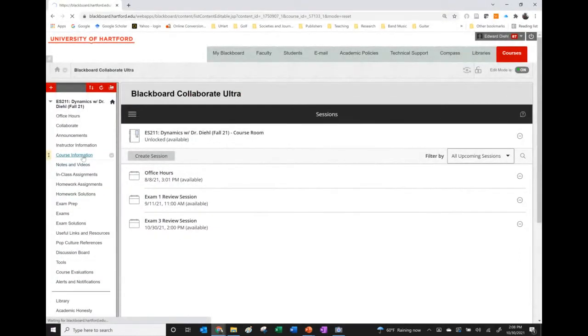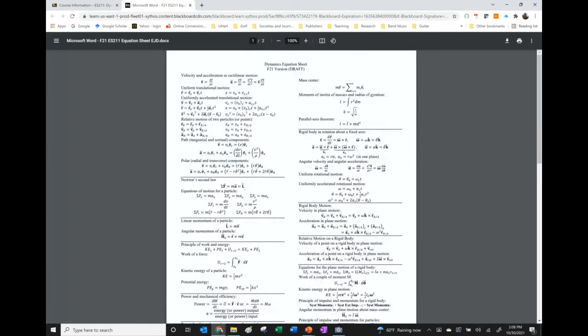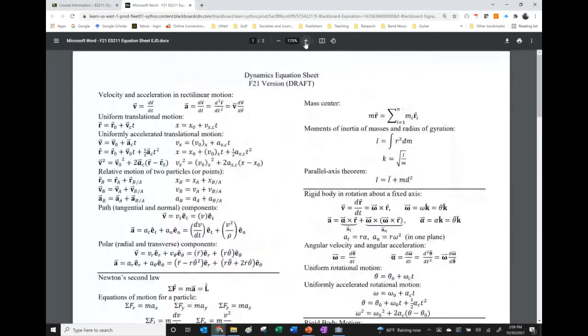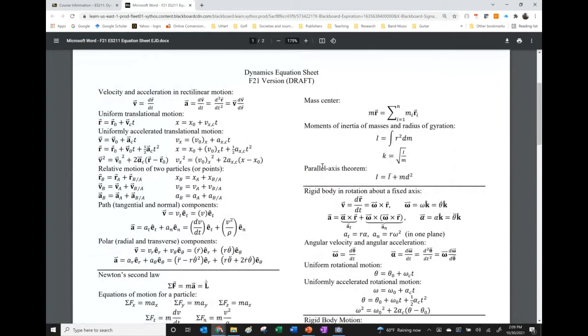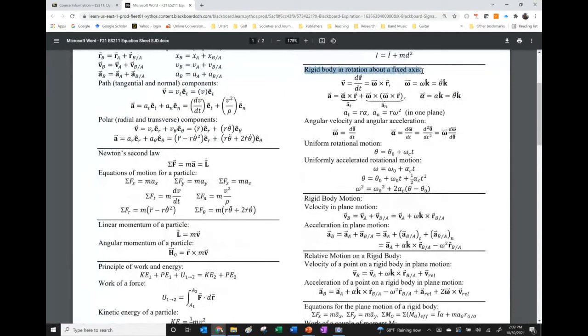So in our course information, ooh, look how slow the internet's going. We have our equation sheet. You guys can still hear me, right? Yes, sir. Yeah, and I have 2 monitors. On my second monitor, I can see your chat, if you have anything you want to ask via chat, or you're welcome just to interrupt me anytime you want to. I don't mind that.